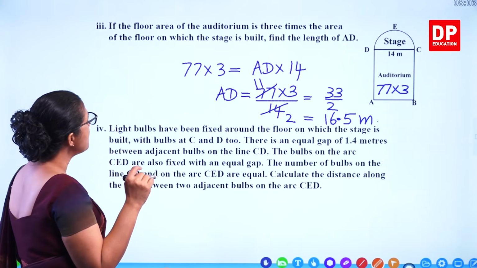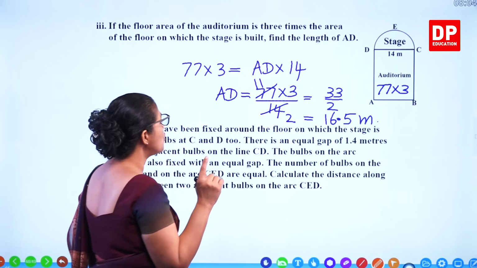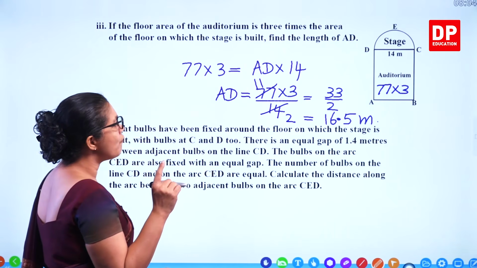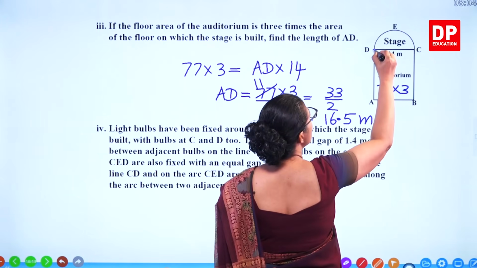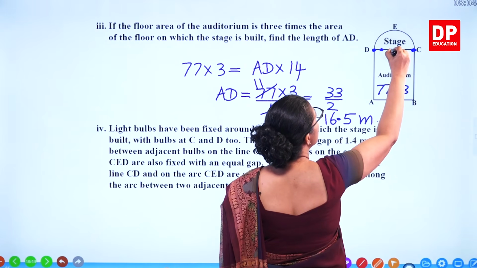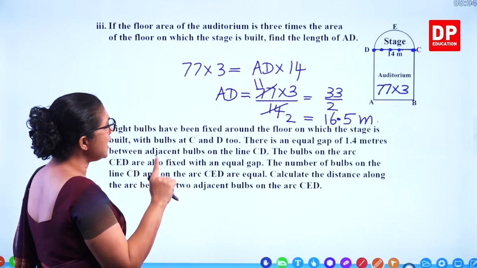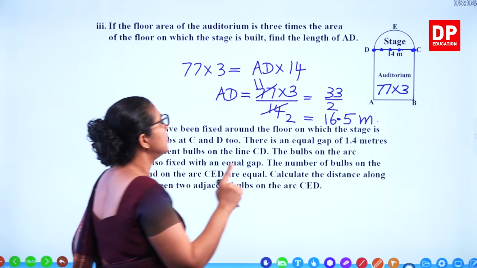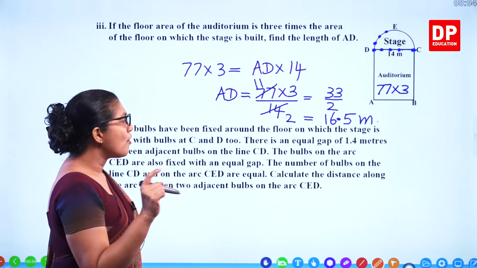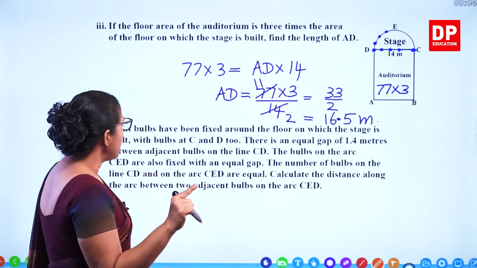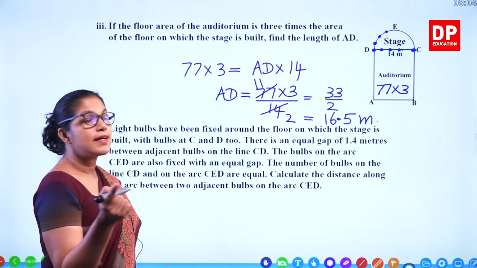Next part, light bulbs have been fixed around the floor on which the stage is built, with bulbs at C and D too. There is an equal gap of 1.4 meters between adjacent bulbs on the line CD. So this way, here to here, bulbs are there. So we need to find out that. Then it says the bulbs on the arc CED are also fixed with an equal gap. So here also trying to fix bulbs. The number of bulbs on the line CD and on the arc CED are equal. Calculate the distance along the arc between two adjacent bulbs on the arc CED.